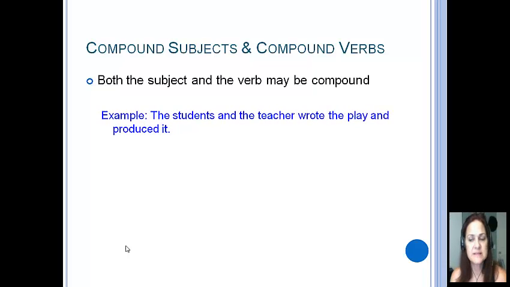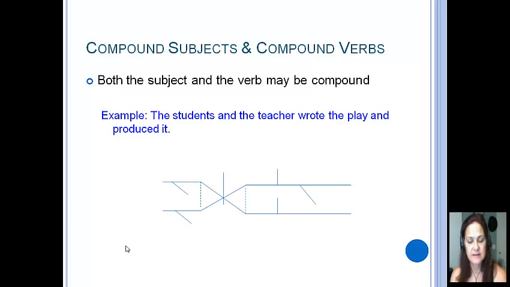Example: The students and the teacher wrote the play and produced it. So here we go. Our two subjects are students and teacher. They're joined by the conjunction and, and they each have one article modifier, which is the. So let's look at this first section. Students, teacher, joined by and, and the article modifies both of them. Okay, so this would be my compound subject.